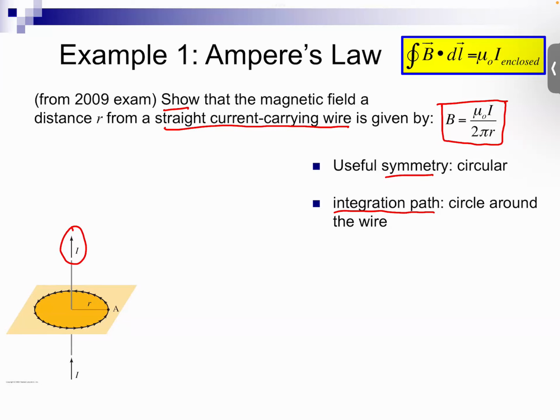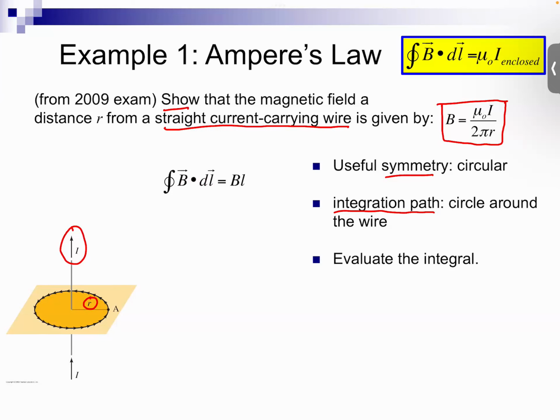The circle drawn here is the circular path which we will use as the integration path around the wire. The path has an arbitrary radius r. We then evaluate the integral, because we've chosen our closed path. It's a circular closed path. We then evaluate the integral of B dot dl.